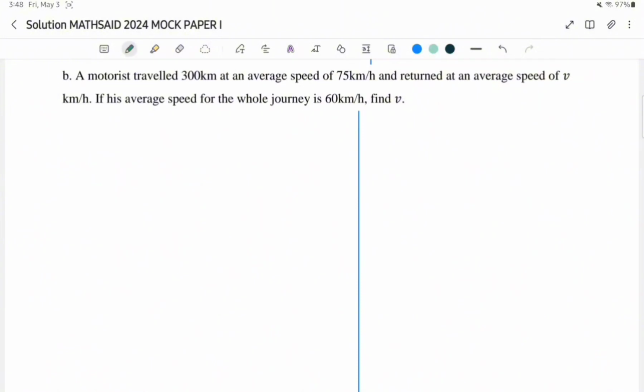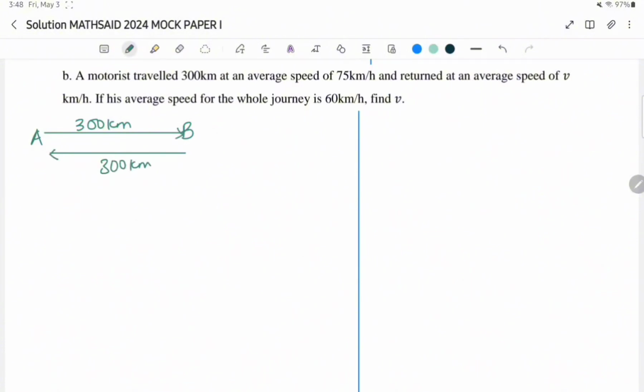That means if, say for example, the motorist is traveling from, let's say, city A to city B. Now, we are told that the distance he traveled is 300 kilometers, right? So from A to B is 300 kilometers and returned at an average speed of v that we're asked to calculate. So that means from B to A, he also traveled 300 kilometers.